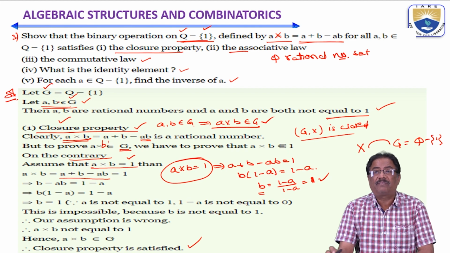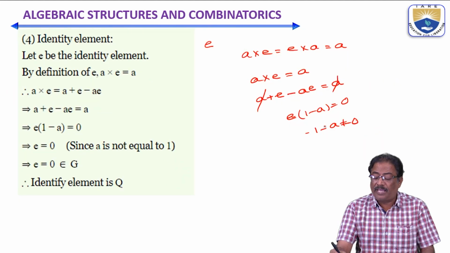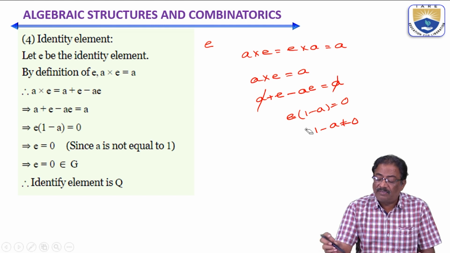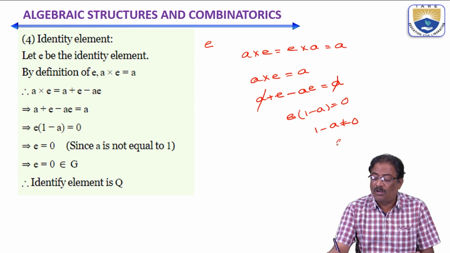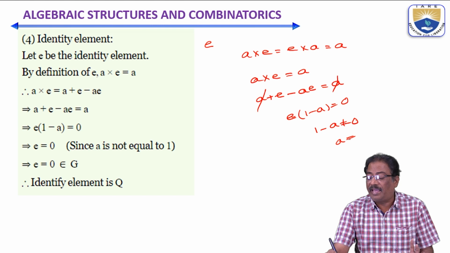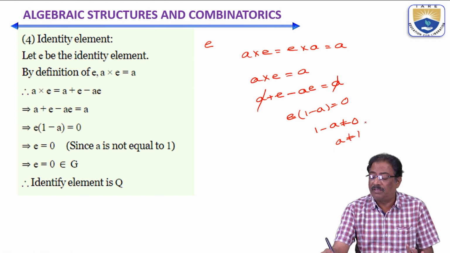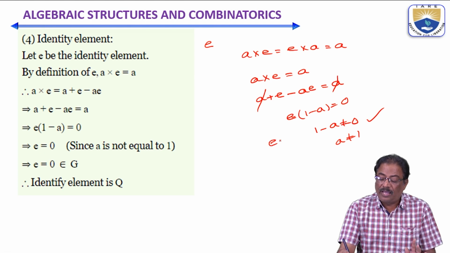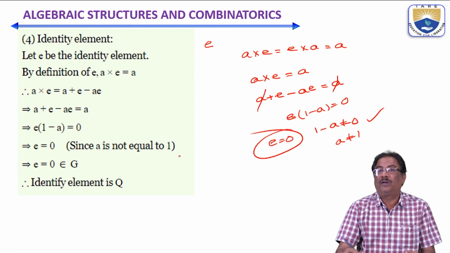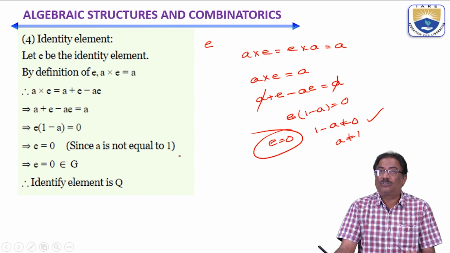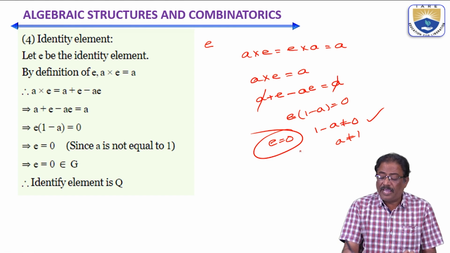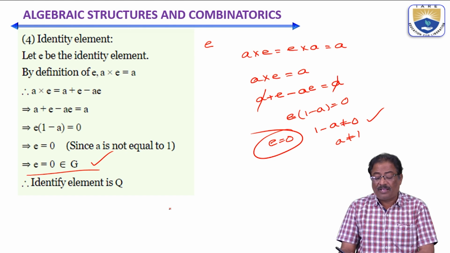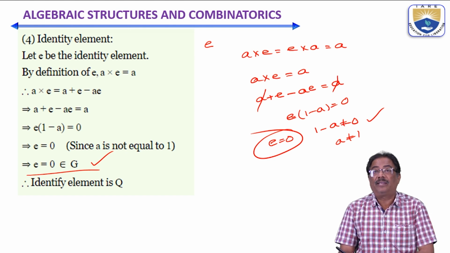1. So A and B are not equal to 1. If 1 minus A were equal to 0, then I would get A equal to 1. So A is not equal to 1 means definitely 1 minus A is not equal to 0. Hence the only possibility is E equal to 0. E equal to 0 definitely belongs to G. So it has the identity element, and the identity element is 0.